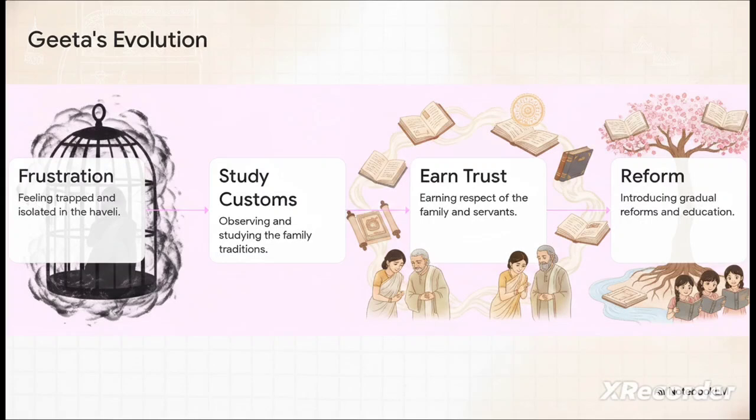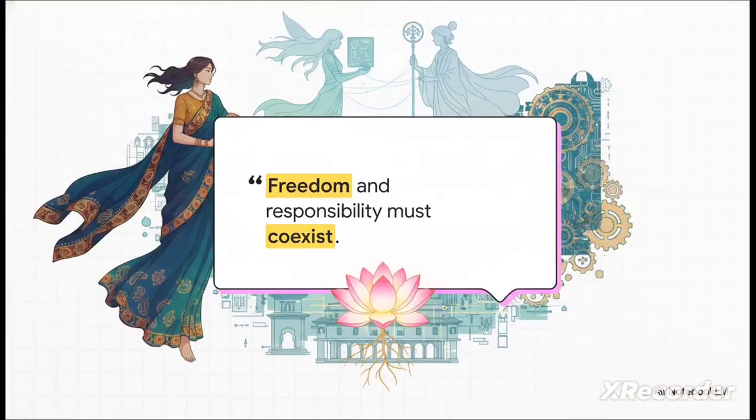Step 3. By showing respect, she earns the deep trust of the family. And Step 4. Now possessing that trust, she begins introducing gradual reforms, notably championing girls' education. She goes from a trapped outsider to the respected mistress of the Haveli. The idea that freedom and responsibility must coexist perfectly captures her strategy. Geeta successfully reshapes the Haveli from within, precisely because she balances her modern desire for progress with a profound respect for family values. She proves that empowerment doesn't always have to look like blowing up the system.